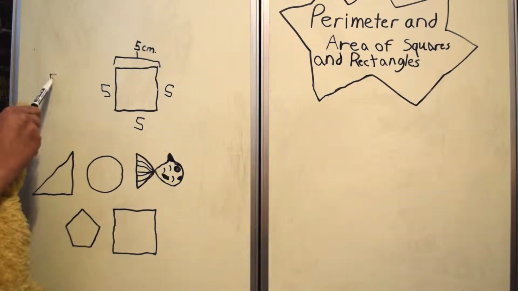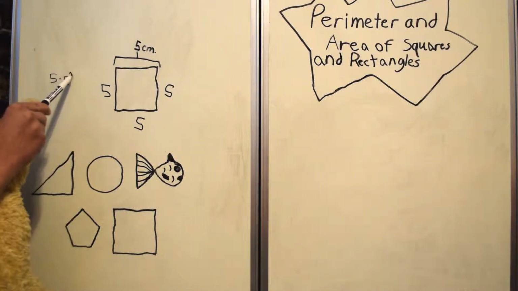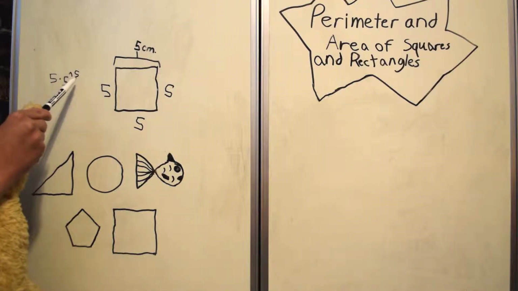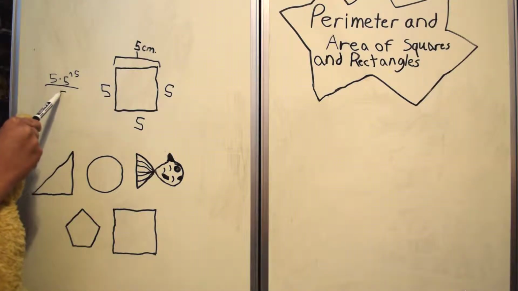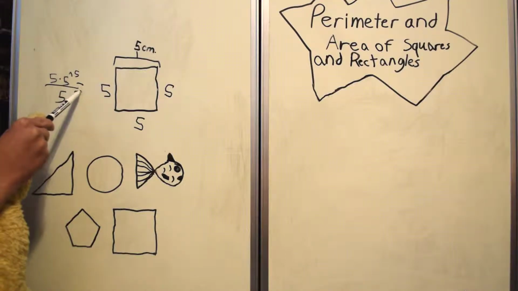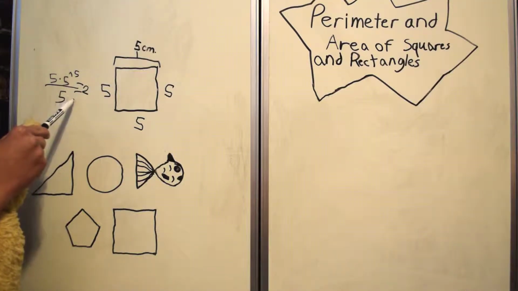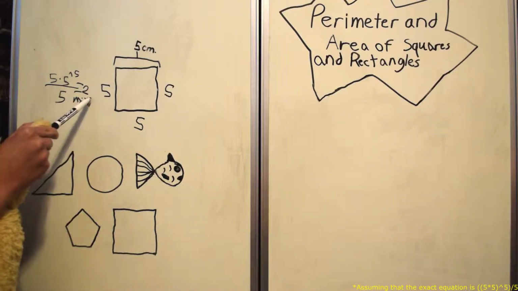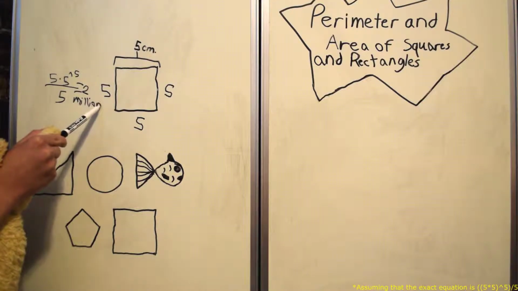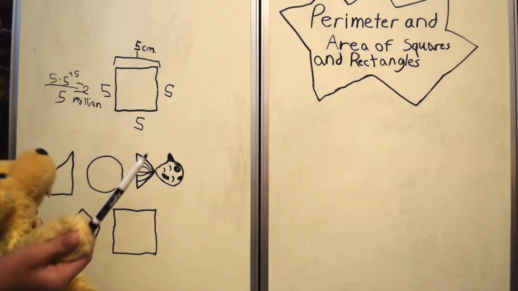Since 5 times 5 to the power of 5 over 5 equals about 2 million, then the perimeter of the square is also about 2 million.